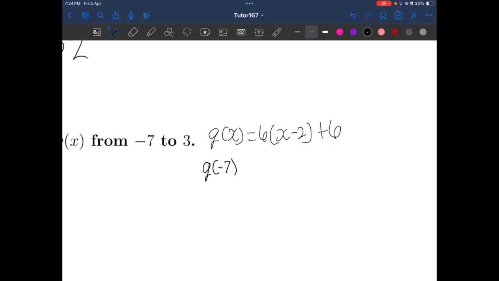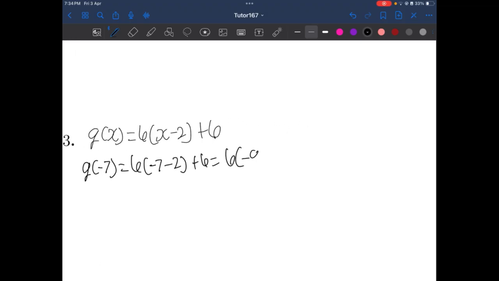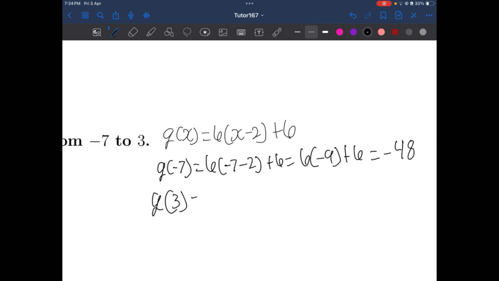So g of negative 7, that's 6 times negative 7 minus 2, plus 6. That's 6 times negative 9 plus 6. That's equal to negative 48. G of 3, that's equal to 6 times 3 minus 2, plus 6. That's equal to 6 times 1 plus 6, which is equal to 12.